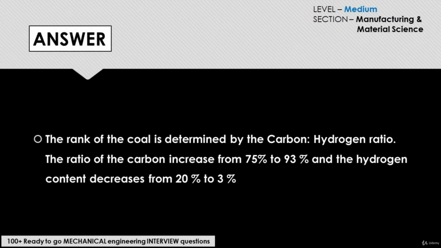The answer to this question would be: the rank of the coal is determined by the carbon-hydrogen ratio. The ratio of carbon increases from 75% to 93% and the hydrogen content decreases from 20 to 3%.